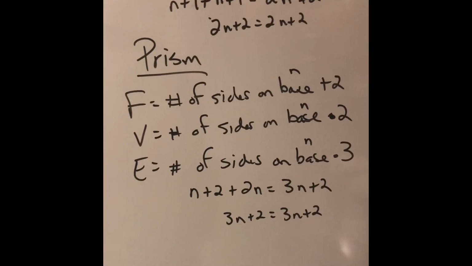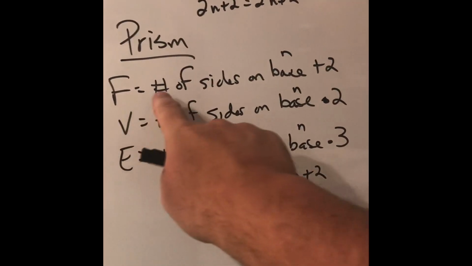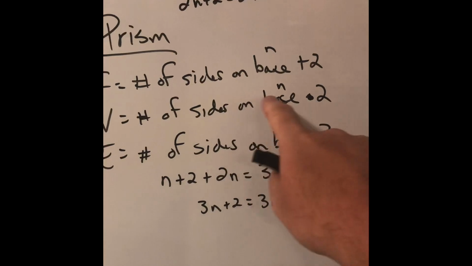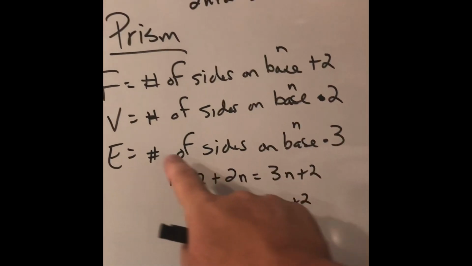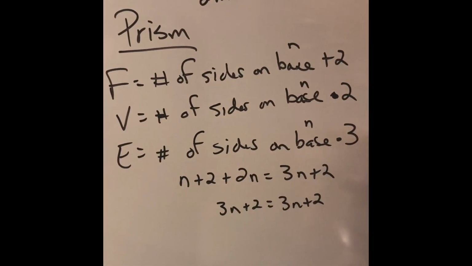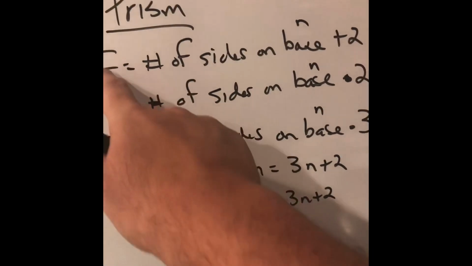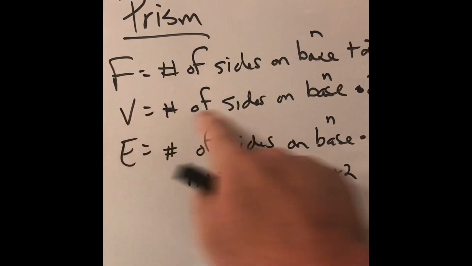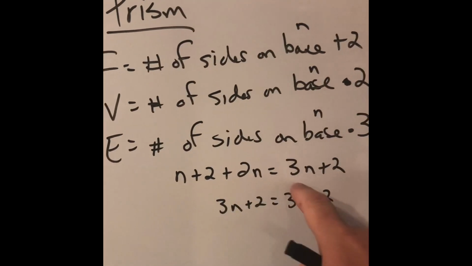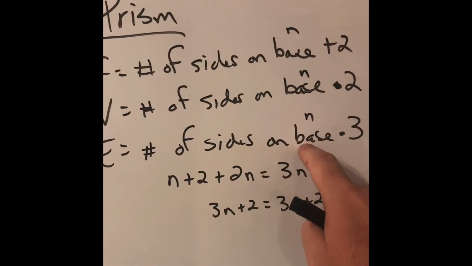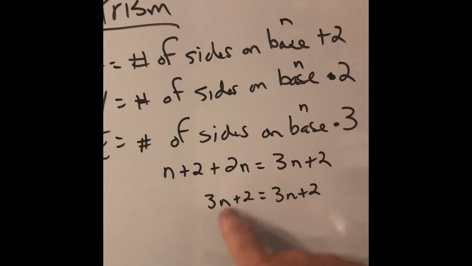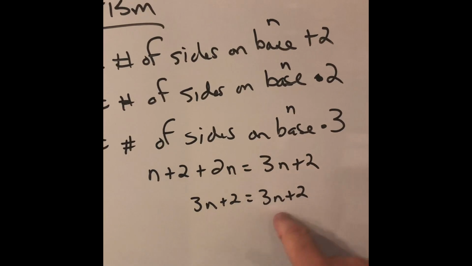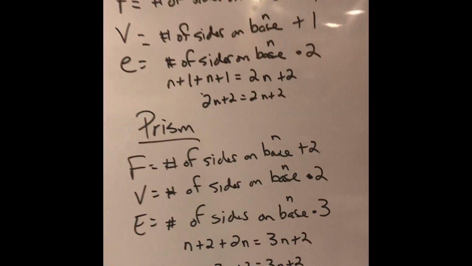For the prism, same thing going on. Faces, number of sides plus 2. Vertices, number of sides times 2. Edges, number of sides times 3. So if I put that in Euler's theorem, F would be n plus 2. V, n times 2. E, n times 3. And then remember, it's F plus V, which is 3n plus 2, equals E plus 2, which is 3n plus 2. So again, back this up.